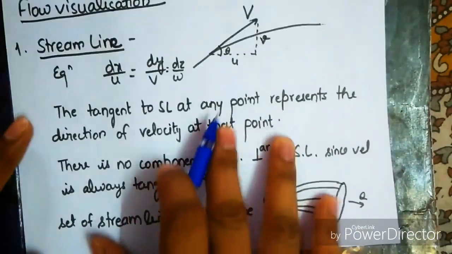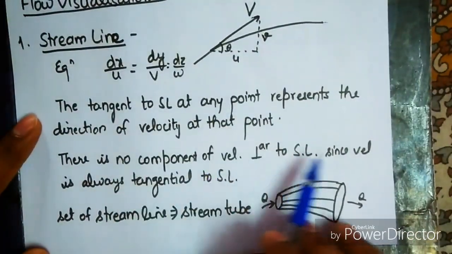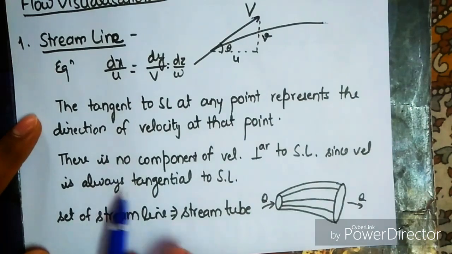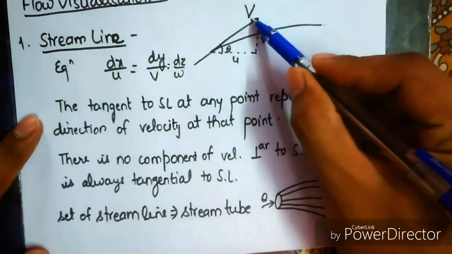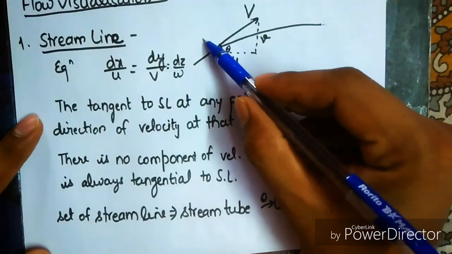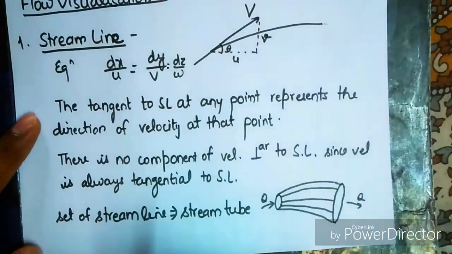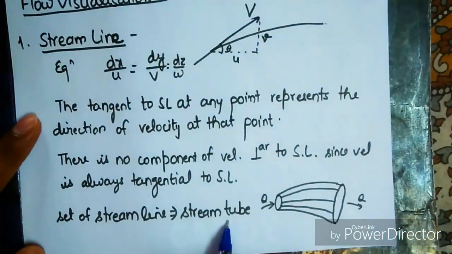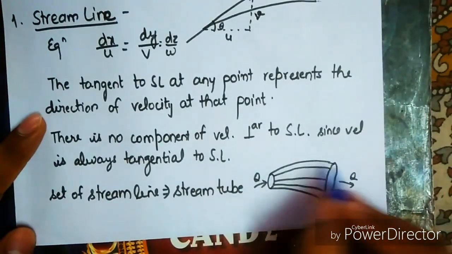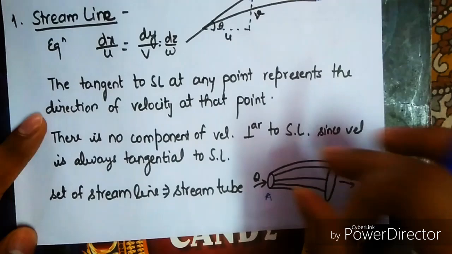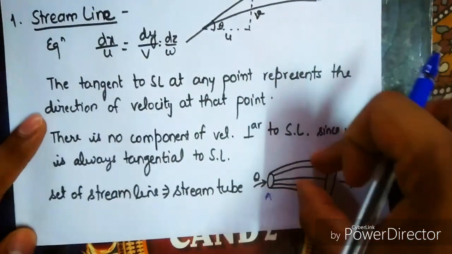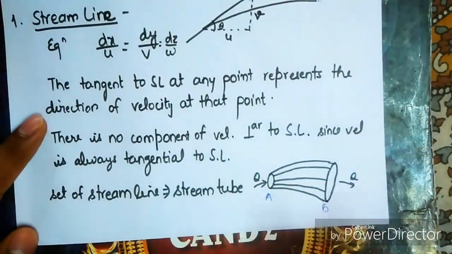Okay, so there is no component of velocity perpendicular to the streamline, since velocity is always tangential to the streamline. Okay, velocity is always tangential to streamline, so we are not having any component in this direction. Now a set of streamlines equals a stream tube like this. We are having different streamlines from point A to point B. So this whole mass of the fluid is called a stream tube.